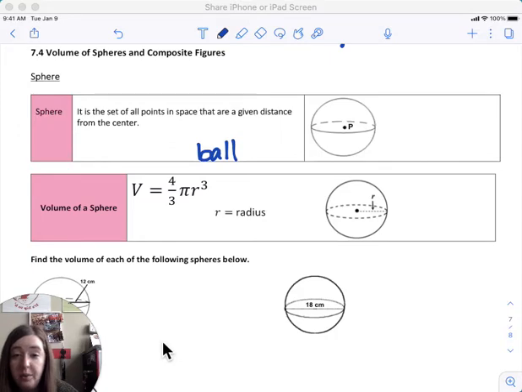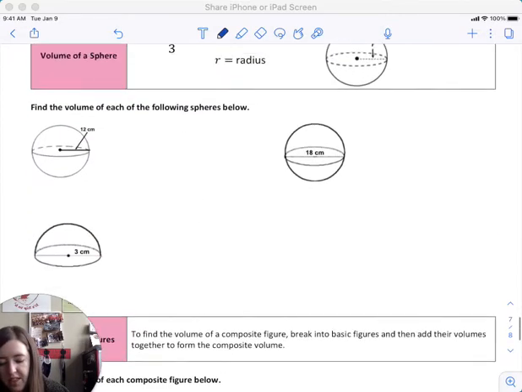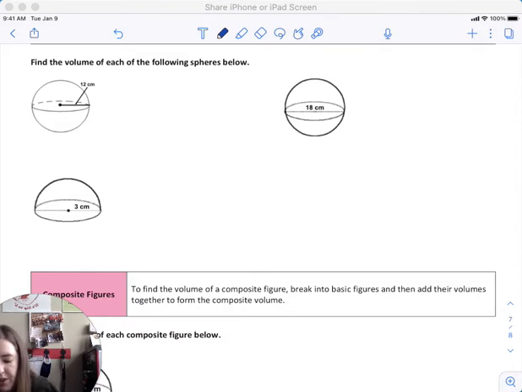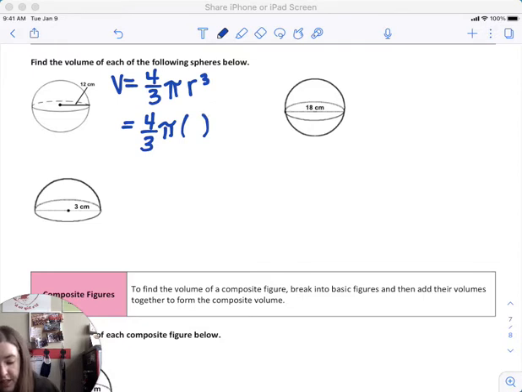Now, to find the volume of a sphere, since it's round, that means pi is going to be involved. So we're going to take 4/3 pi times the radius cubed. So remember, the radius is just going to go from the center out to the side, just like it did before in a circle. So let's find the volume of these spheres. So the volume is going to be 4/3 pi times the radius cubed. So we're going to take 4/3 pi times, oopsies, not squared, cubed.